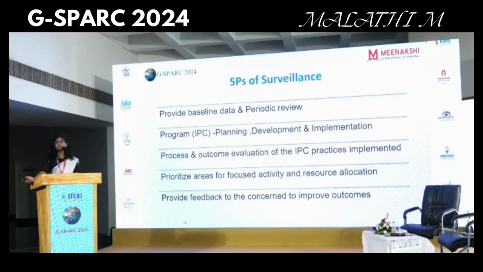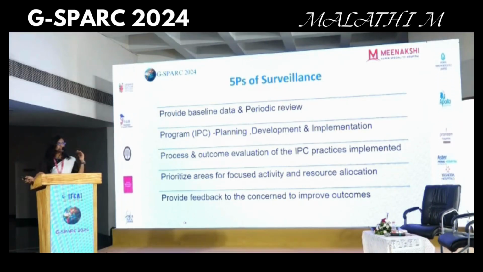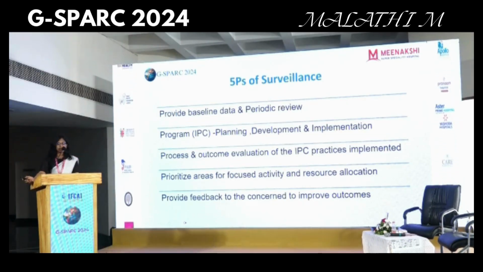The third is process outcome evaluation of the IPC practices. I will be showing a lot of graphs for that, so I'm not going to detail it now. Then prioritize areas. Like you have only 3 ICNs, and 3 ICNs cannot go to the entire hospital all the days. So you need to have high risk areas or priority areas where the ICN has to visit every day.